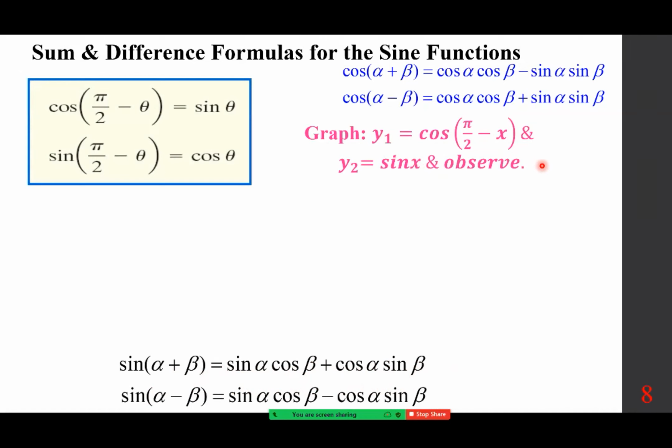So let's quickly establish this: cosine of pi over 2 minus theta, or x, or any variable, is sine theta, as long as these two are identical. Sine of pi over 2 minus theta is cosine theta. They are co-functions in essence because the angles add up to pi over 2. Sine of this is cosine of that. So for the first one, in order to prove that, we stick with this formula.